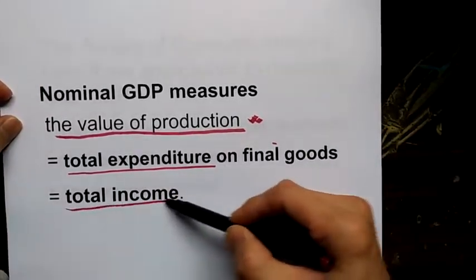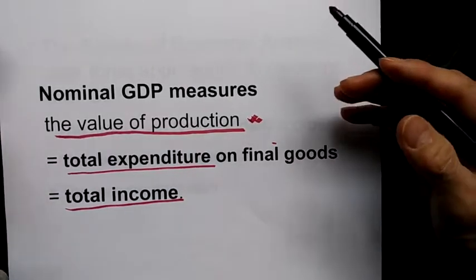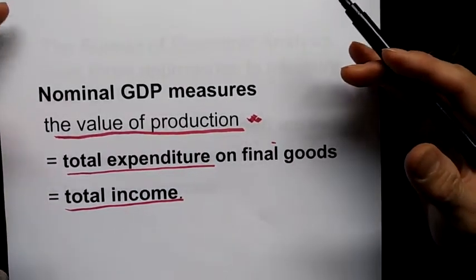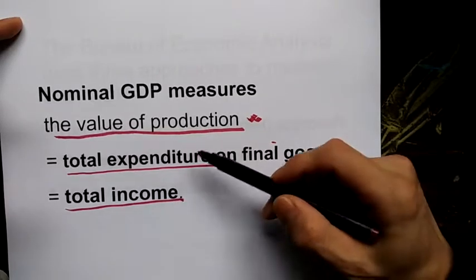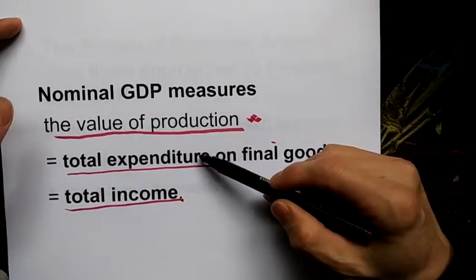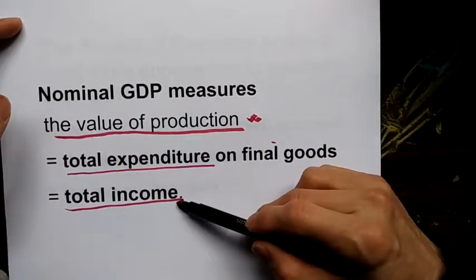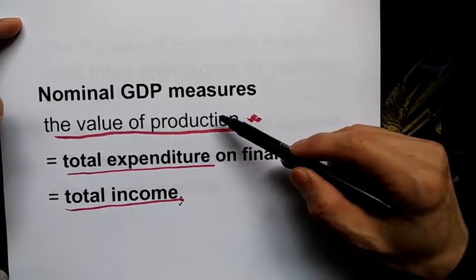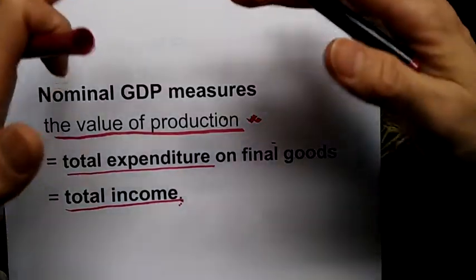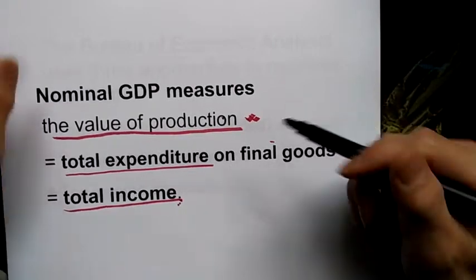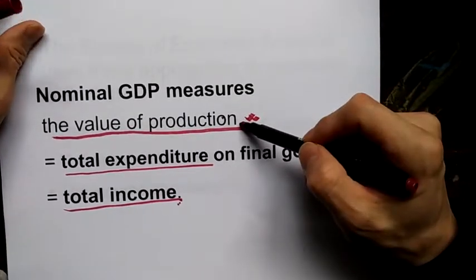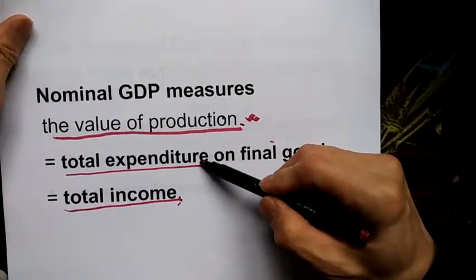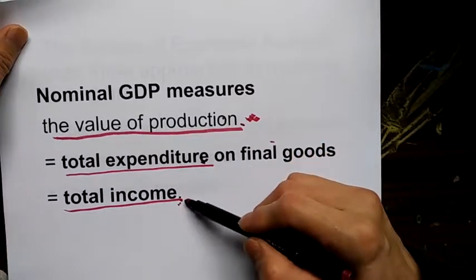And if you sum up the total income in this economy, it should also be equal to the expenditure, because you can spend money only if you have income. You have income because you produce. Therefore, for the whole macroeconomy, total production should be equal to total expenditure, should be equal to total income.